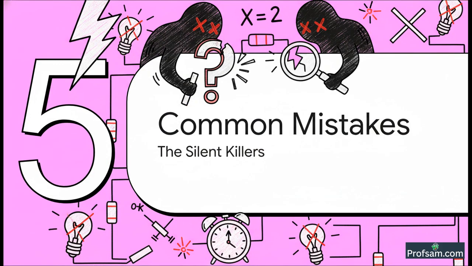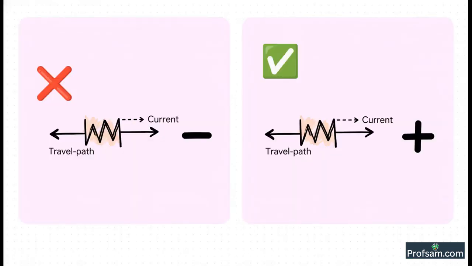Okay, now for a very important part. Let's talk about the silent killers in exams. These are the 2 most common mistakes that can silently kill your marks if you're not super careful. This is so important, bachon. The number 1 mistake is getting the signs wrong. A lot of students just automatically write minus IR for a resistor, but you have to check.